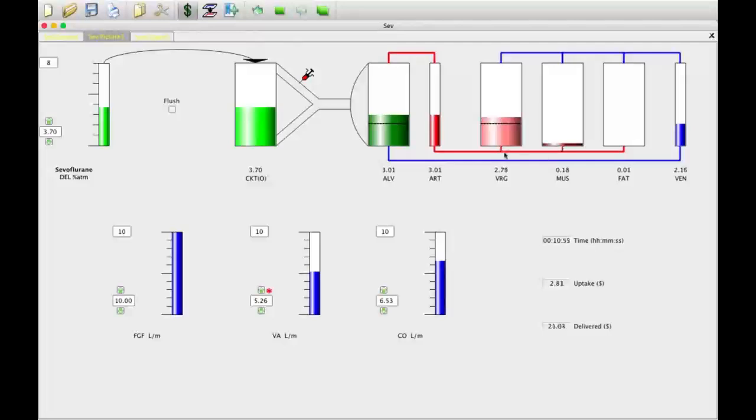At this moment, because anesthesia is quite expensive, I need to reduce the fresh gas flow. I should have done this sooner. Let's say I won't reduce it as much as I could, but I will reduce it to 3 liters. Notice that the amount of drug I will be delivering has significantly decreased, even though I am still delivering 3.7% sevoflurane in the fresh gas flow. The fresh gas flow is now 3 liters, so I am delivering about 3 times less sevoflurane to the system.